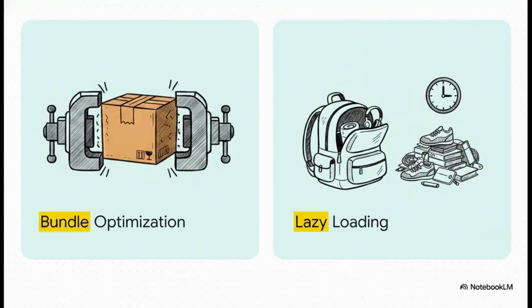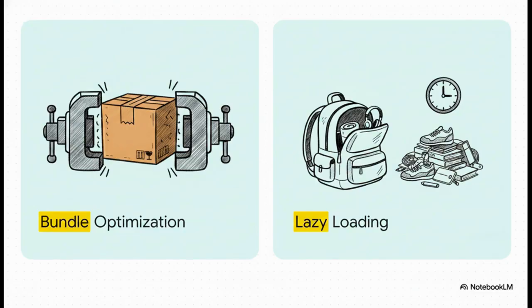Let's put these 2 distinct but super closely related tools side by side to really understand them. On the left, we've got bundle optimization. This is all about shrinking the total package size. It's removing the excess weight so your users aren't downloading half the internet just to view your landing page.